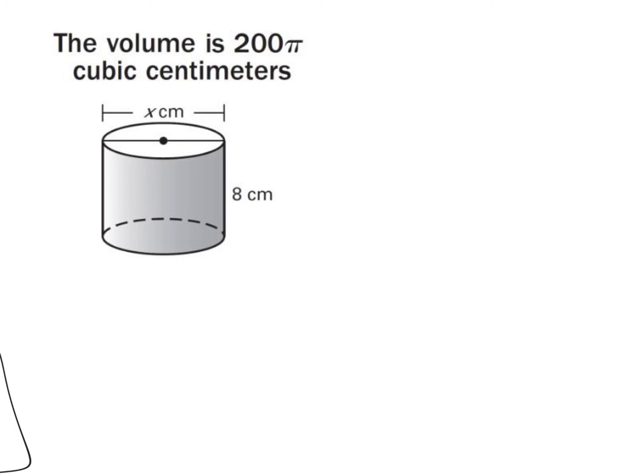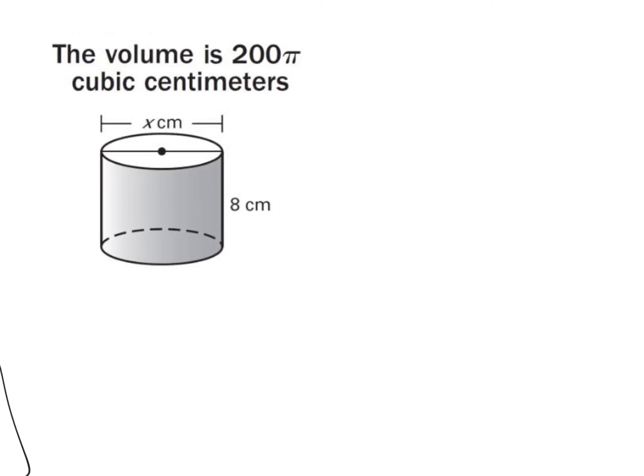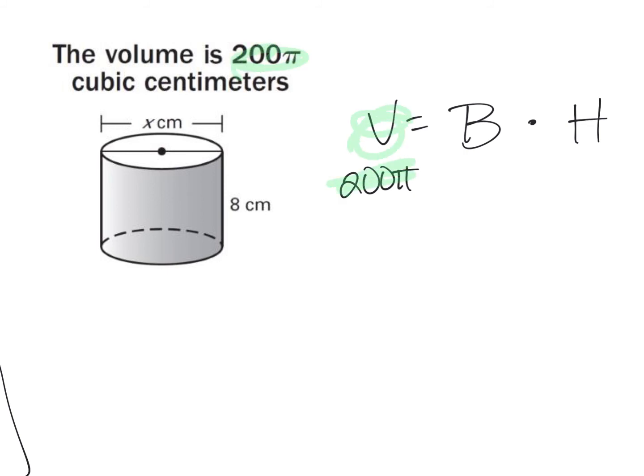Okay, so how do we do this? Well, first, we got to figure out what the radius is, of course, kind of like we did on that other one. And then we'll have to double it to figure out what the diameter is. So volume equals base times height. So our volume is 200 pi. They're telling you that. So I'm going to stick that right there in that spot.